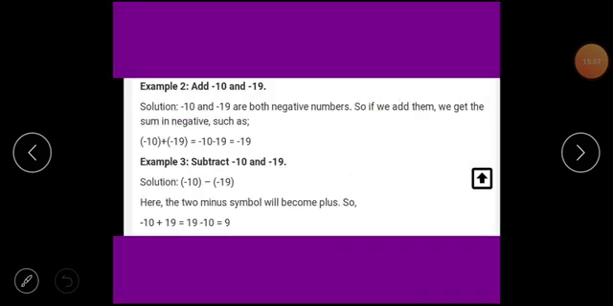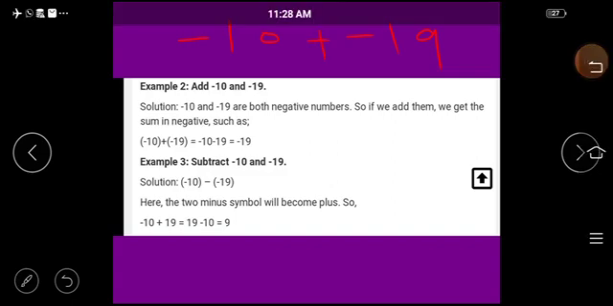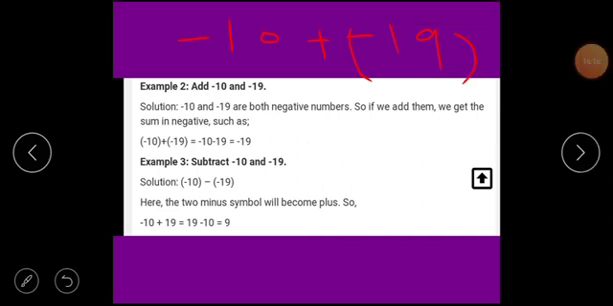Look at one more example. Second example, add -10 and -19. What do you have to do, student? You have to add -10 and -19. You have to add these two negative numbers. So one number is -10 and second number is -19.